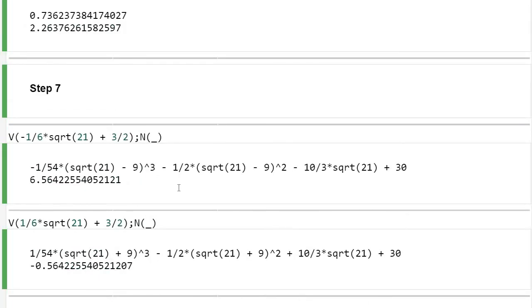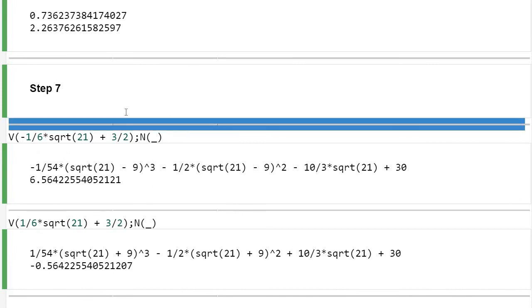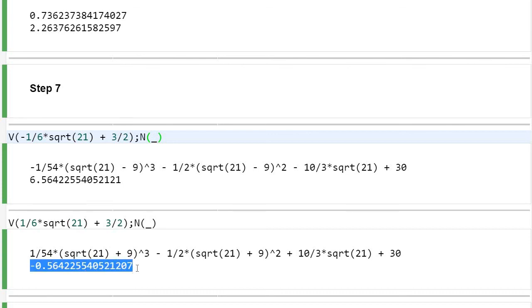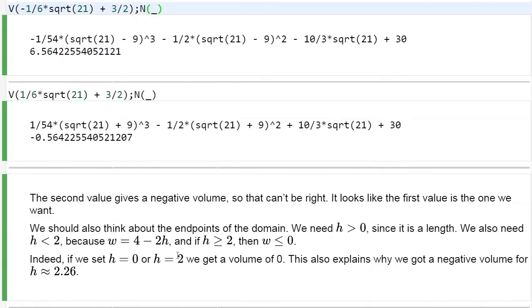Well, I'm going to plug those two things in. So I copied and pasted from the answer up above. I plugged it into the original V, the volume, converted to decimal, and I got 6.56 from the first one. That's the 0.74, gives me a volume of about 6.5. If I plug the second one in, I get this negative volume. So that's obviously not the maximum. It's a little disturbing. I have negative volume. In a minute we'll see why that turned out to be negative.